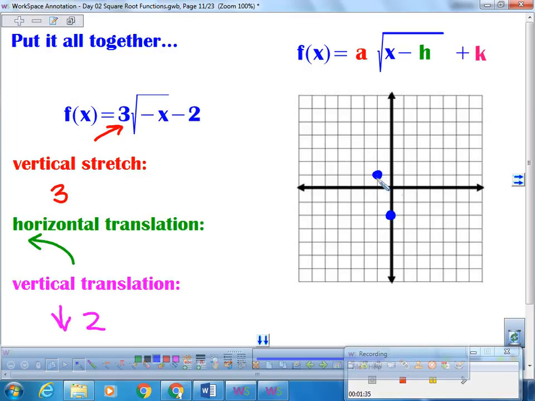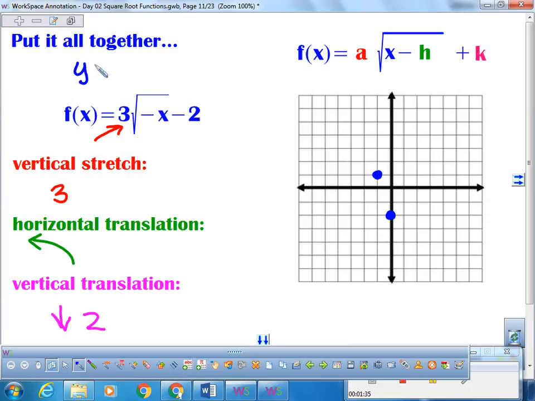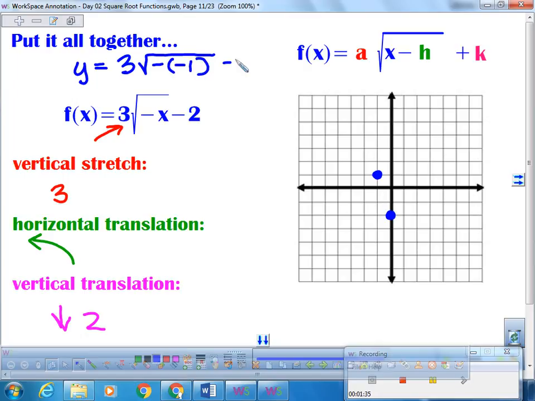So if I put in a negative 1 for x, I should get a positive 1 for y. So let's try that. So y equals 3 times the square root of negative, I said I was going to put a negative 1 in, right? Well, negative times a negative is a positive 1. The square root of 1 is 1. 1 times 3 is 3. 3 minus 2 is 1. So I'm correct, right? So if I put in a negative 1, I get a 1.